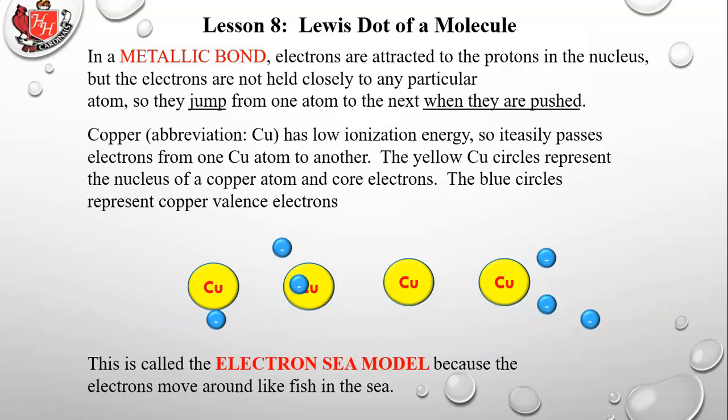Now, if you put a negative pole on one end of those copper atoms and a positive pole on the other, the electrons will start to flow. They'll start to be pushed away from the negative pole and pulled towards the positive pole. So they'll have a flow in one direction, and that's what we call electricity, and we'll talk about that later on.